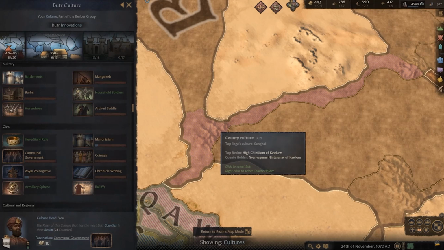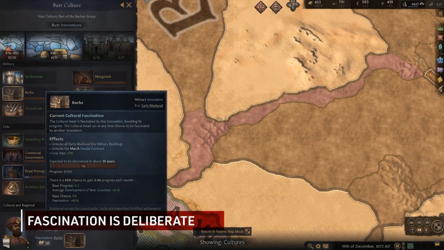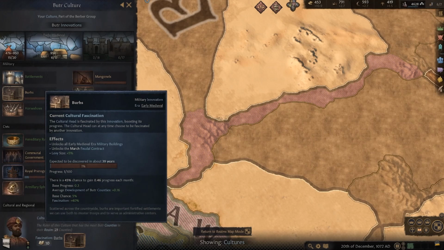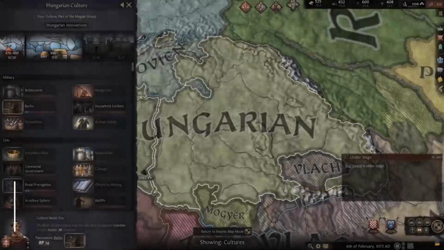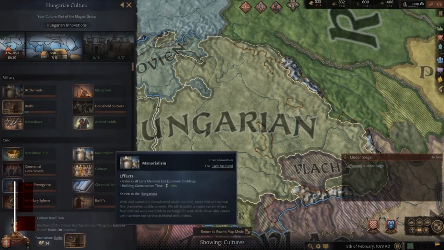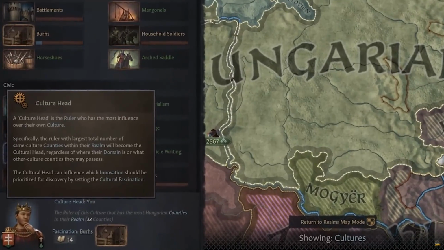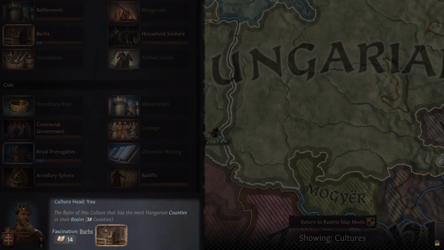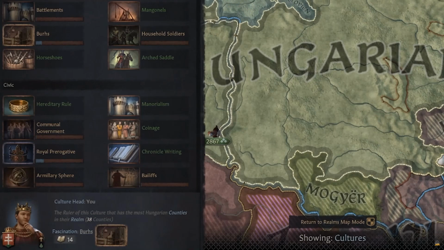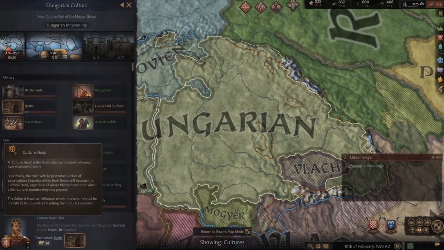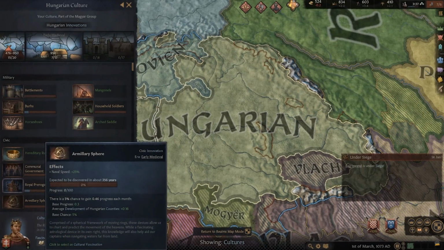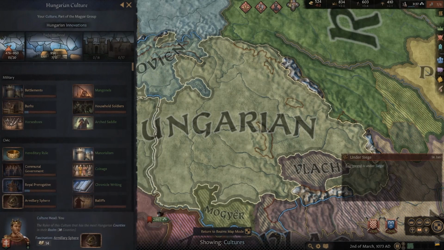Fascination is entirely 100% character-based, and it reflects the desire of a powerful ruler to research a certain innovation. Whereas exposure is a random selection you don't get to choose, fascination is deliberate on the selection of the character. Who gets to pick innovations? That would be the culture head. The culture head is the character that owns the most number of same culture counties within their realm. This means that the culture head can change at any point during your campaign, and that it also may not be you, although it should definitely be a goal to become one.